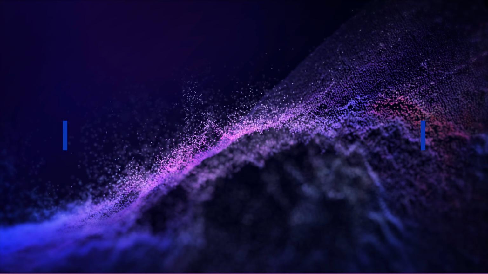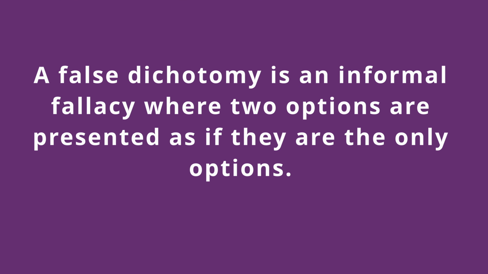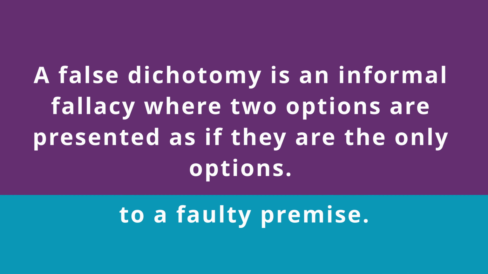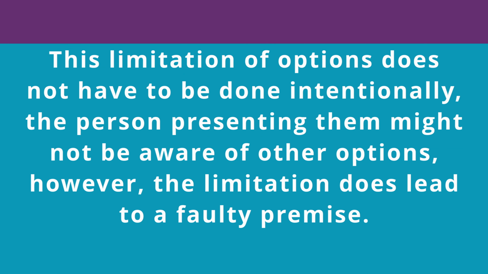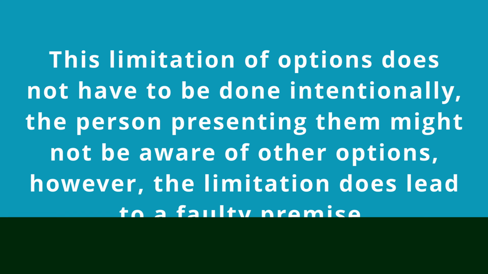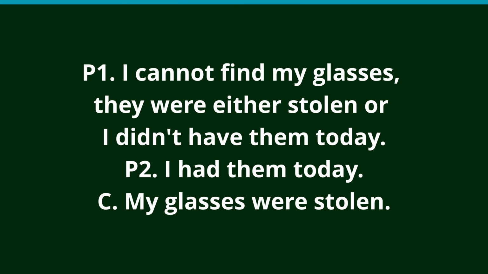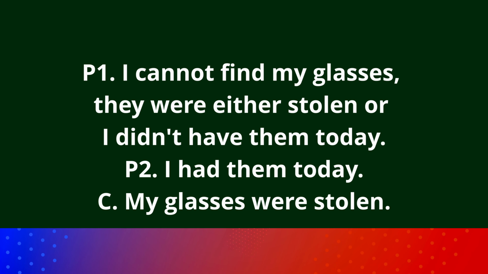The false dichotomy is an informal fallacy where two options are presented as if they are the only options. This limitation of options doesn't necessarily have to be done intentionally. The person presenting them might not be aware of these other options. However, the limitation does lead to a faulty premise, which in turn can lead to a faulty conclusion. So if we were to think about it in a syllogistic way, I cannot find my glasses. They were either stolen or I didn't have them today. I had them today, therefore they were stolen.